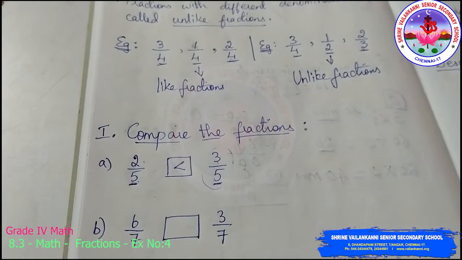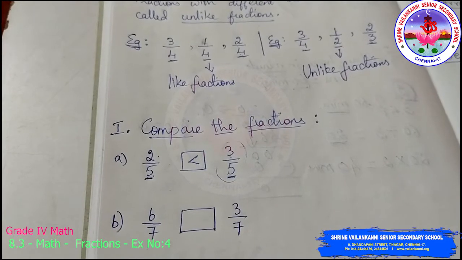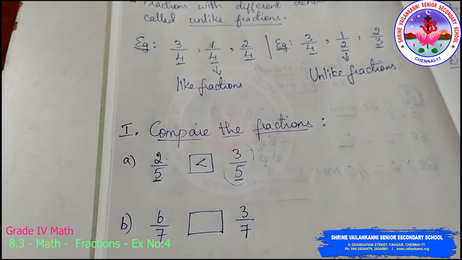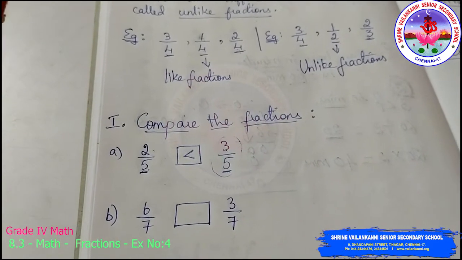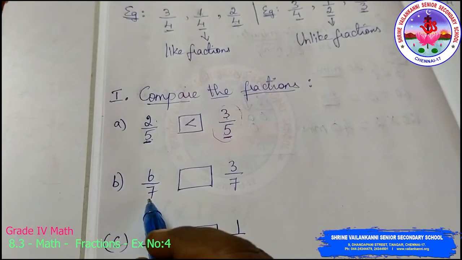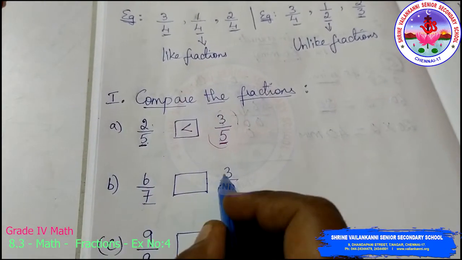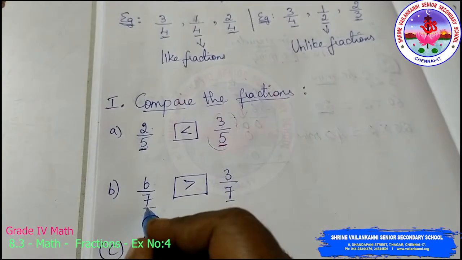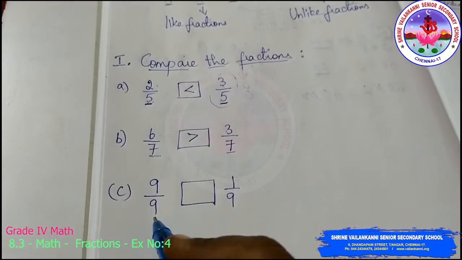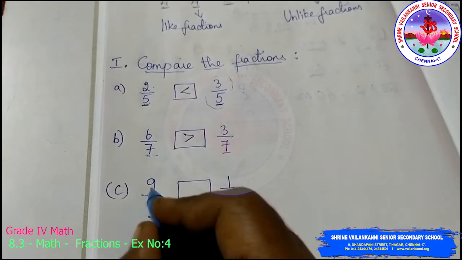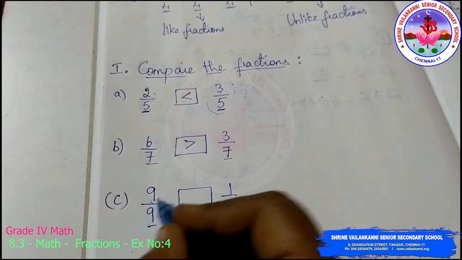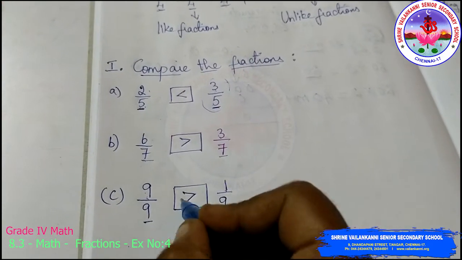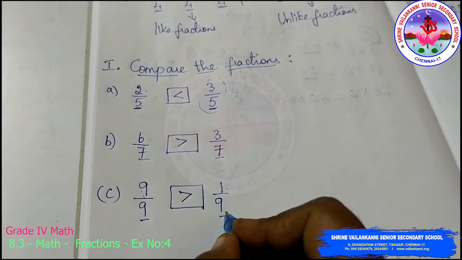So when the denominators are the same, by looking at the numerators, whichever numerator value is greater, that whole fraction is said to be greater. Okay, next, 7, 7, same. So comparing the numerators, 6 is greater than 3. So 6 by 7 is greater than 3 by 7. Here the denominators are the same, so comparing the numerators, 9 and 1. 9 is obviously greater than 1. So 9 by 9 is greater than 1 by 9.